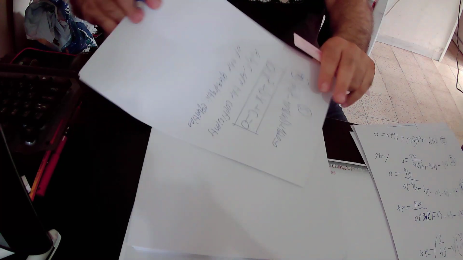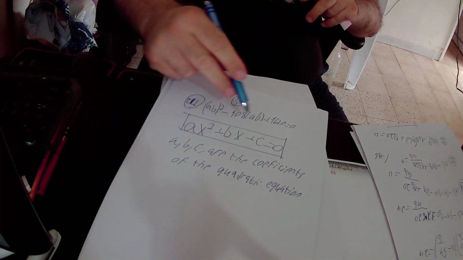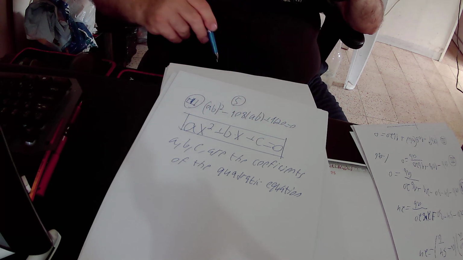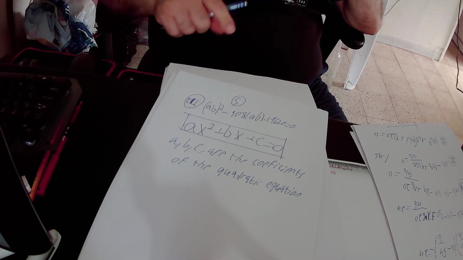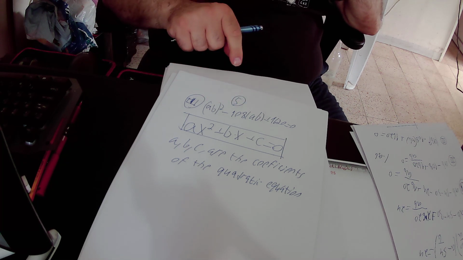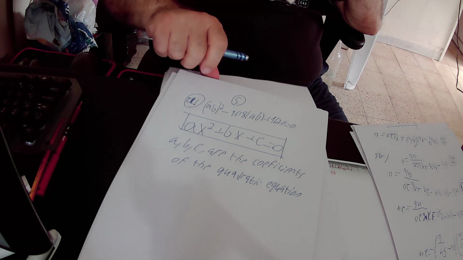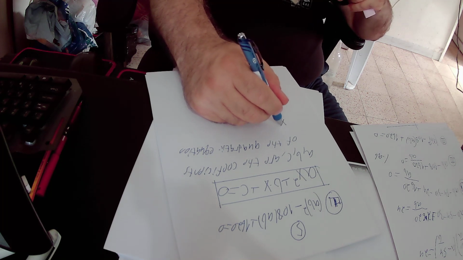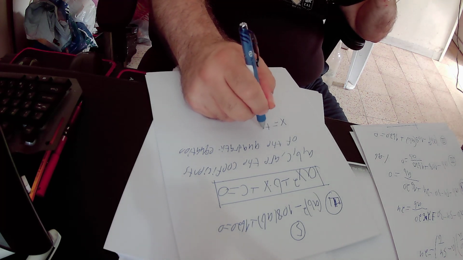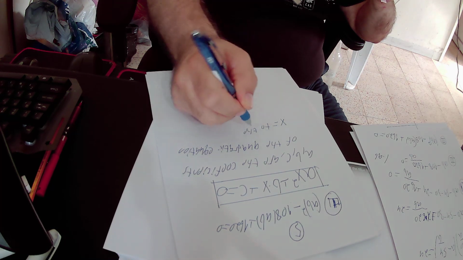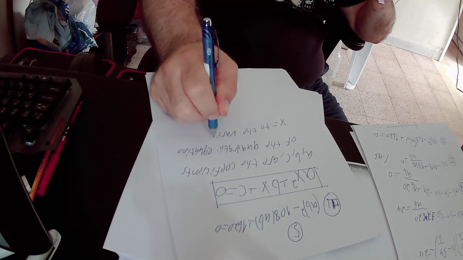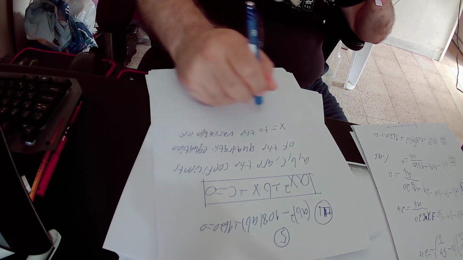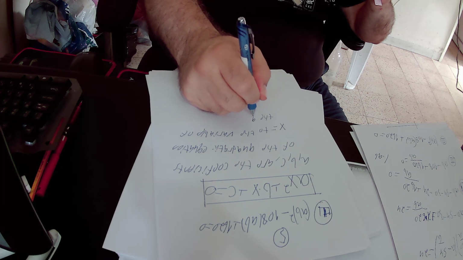Okay, A, B, and C are the coefficients of a quadratic equation, and x is the variable. Okay, x is the variable of a quadratic equation. I will write it down. X equals the variable of the quadratic equation.